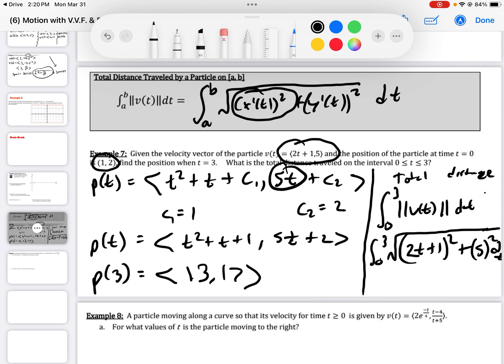And I can do this in my calculator, since it's calculator active, and I get 19.649. That's probably all I want to say about that one. So hopefully this helped. This is the total distance traveled, just another formula you have to memorize. So thank you for watching this video. Hopefully it helped. Bye.